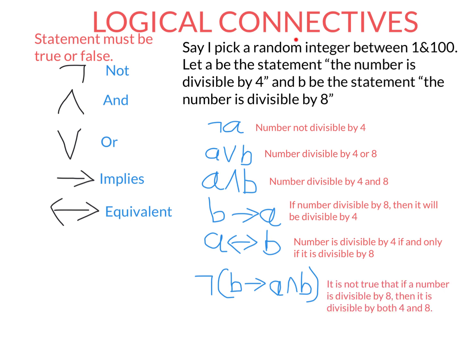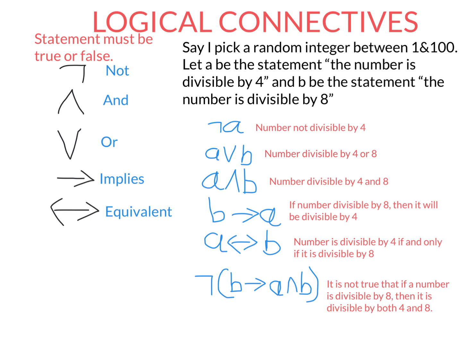In the context of the information up here, this is saying A and B, so the number is divisible by 4 and also divisible by 8. B implies that is saying if the number is divisible by 8, then it is divisible by both 4 and 8. And the not out the front means the whole statement's not true. So it's saying that it is not true that if a number is divisible by 8, then it is divisible by both 4 and 8.